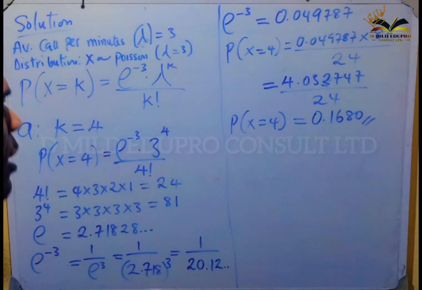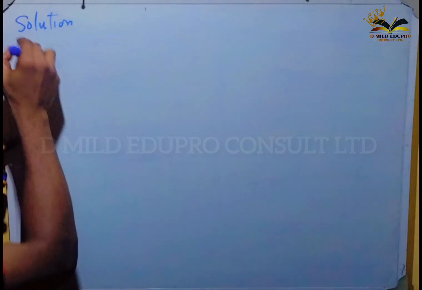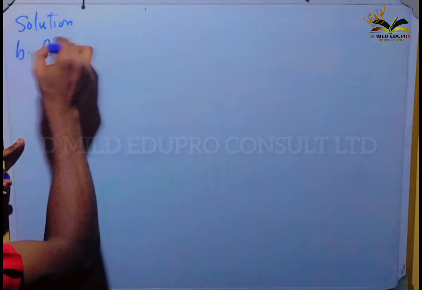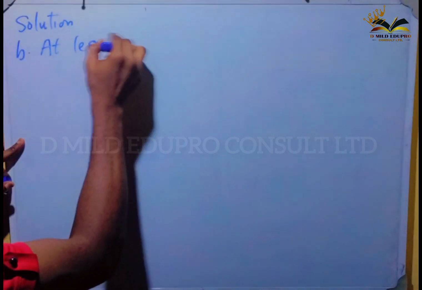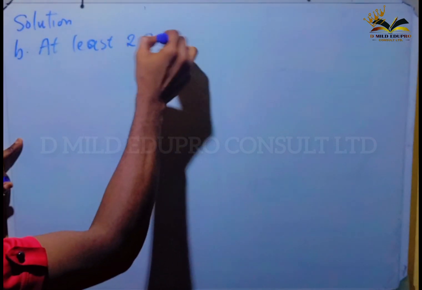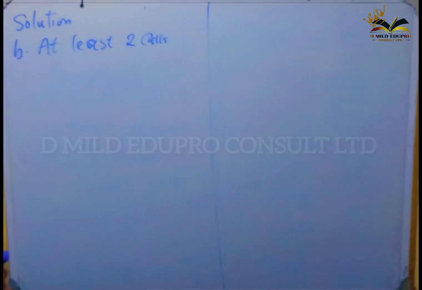Is that okay? Now let's go to part B of this. B says at least 2 calls. What this 'at least' means is that the least number of calls you have is 2, but above 2 is perfect.